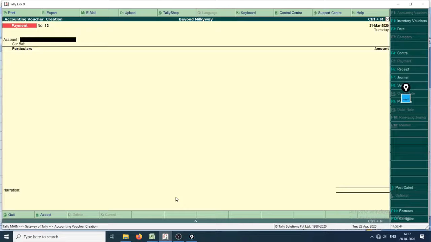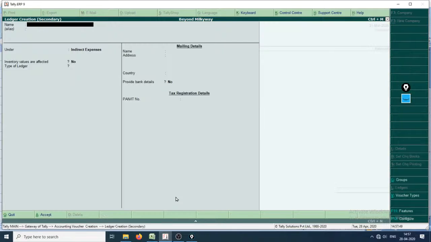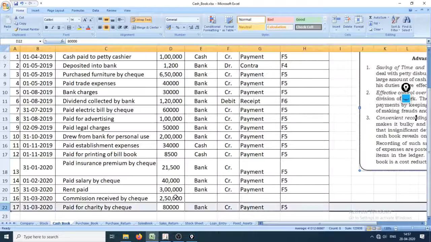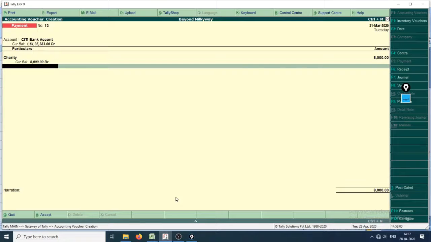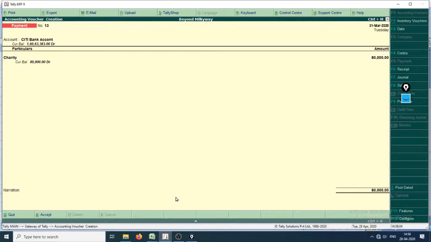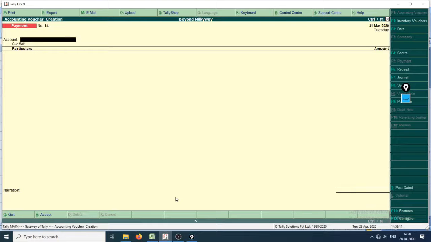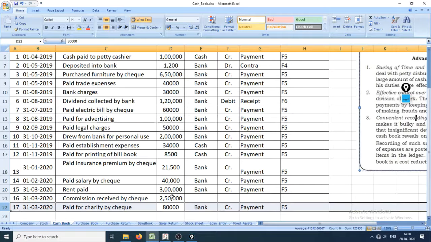Paid for charity by check. Citibank account, and charity. Charity is an expense, indirect expense. Citibank account 80,000. Enter. Paid charity. Okay. This entry is now left, which says commission received by check.